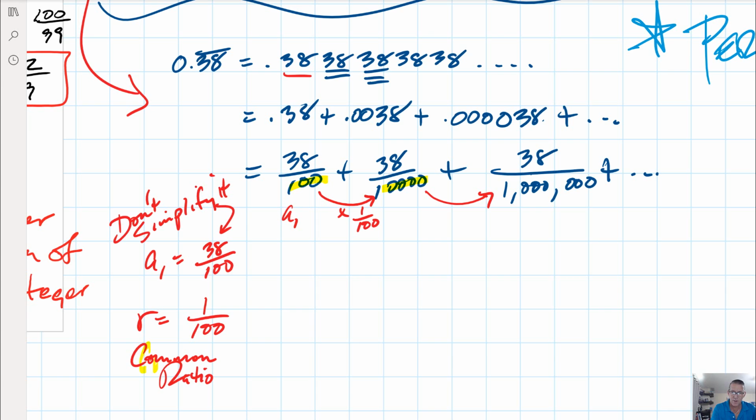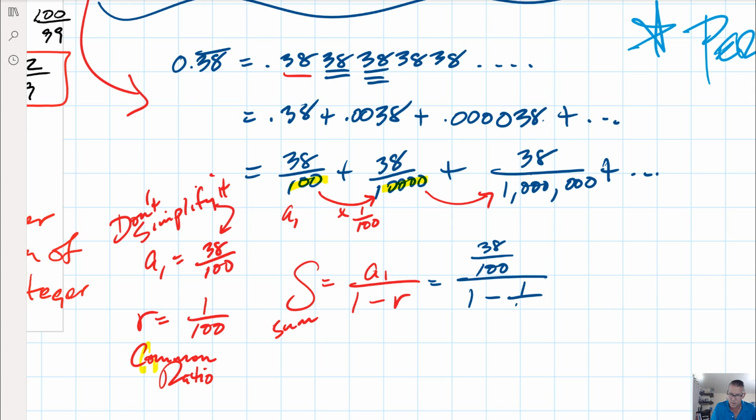Okay, and then you have to know how to sum up an infinite number of terms. And so we use S for sum, and it's always equal to A1, the first term, divided by 1 minus R. S stands for sum. And then you substitute your numbers in. So here we go. 38/100ths divided by 1 minus 1/100th.